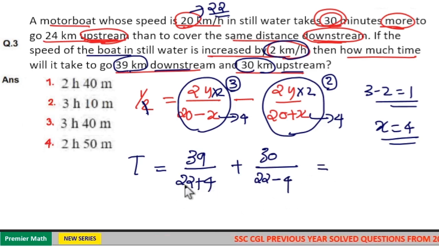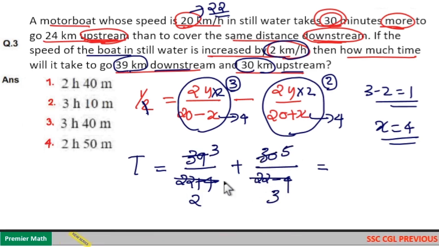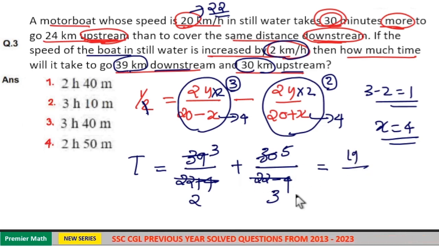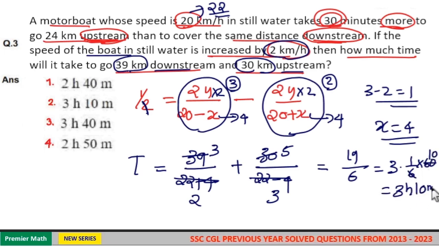Now this will become, this is 26. 13 goes 2 times in 26. 13 goes 3 times in 39. Now 22 minus 4 is equal to 18. So 6 goes 3 times in 18. 6 goes 5 times in 30. So this will become 3 by 2 plus 5 by 3. 3 into 3, 9 plus 5 into 2, 10. So 9 plus 10, 19 divided by 6, which is equal to 3, remaining 1 by 6 hour. 1 by 6 hour means 1 by 6 into 60 minutes, that is 10 minutes. So 3 hour 10 minutes. Option 2 is your answer.